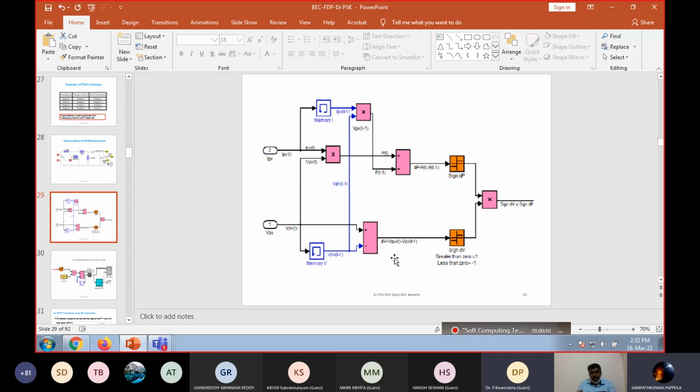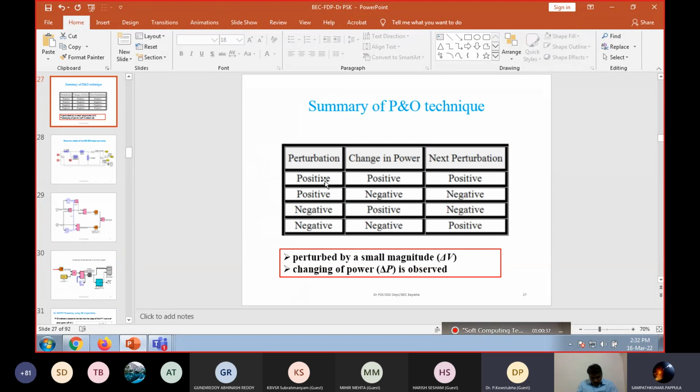This is the previous value, right? Similarly, need to find out the change in the power. P of t is the present power, P of t minus 1 is the previous power value. So find out these values, and here by using these sign detectors, you need to check the sign of the change in power and the sign of the change in voltage. So previously we have seen in this particular slide, if it is positive and positive, we'll get the next perturbation to be positive. That means we need to increase the reference voltage, right?